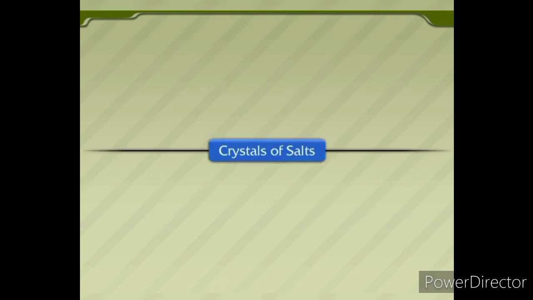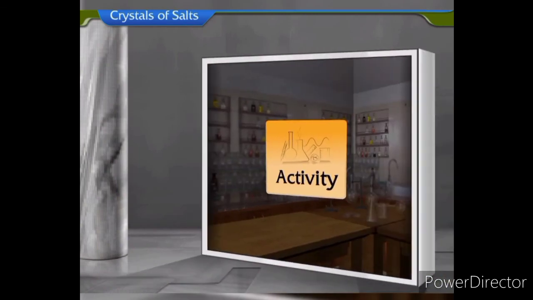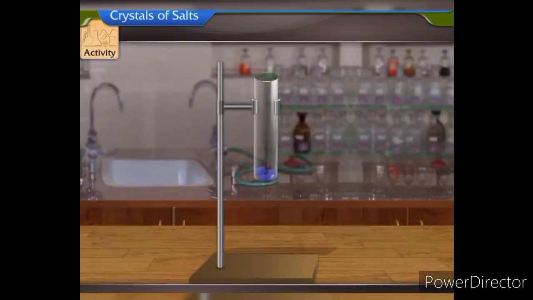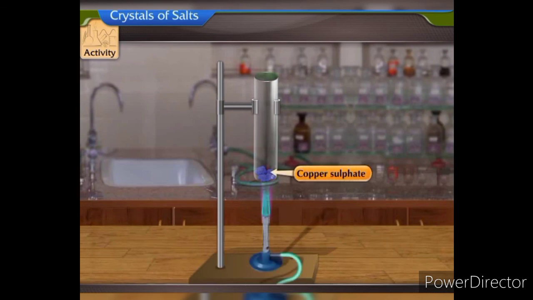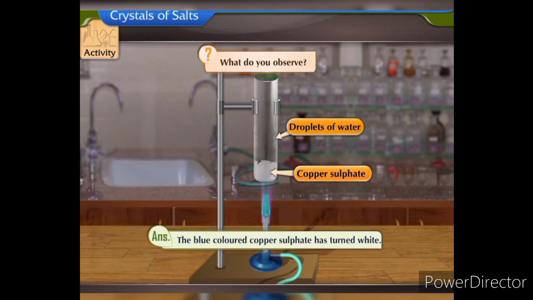Crystals of salts. Activity: take a few crystals of copper sulfate in a test tube. Heat it. What do you observe? The blue-colored copper sulfate has turned white. There are droplets of water on the inner sides of the test tube. These water droplets are called water of crystallization.